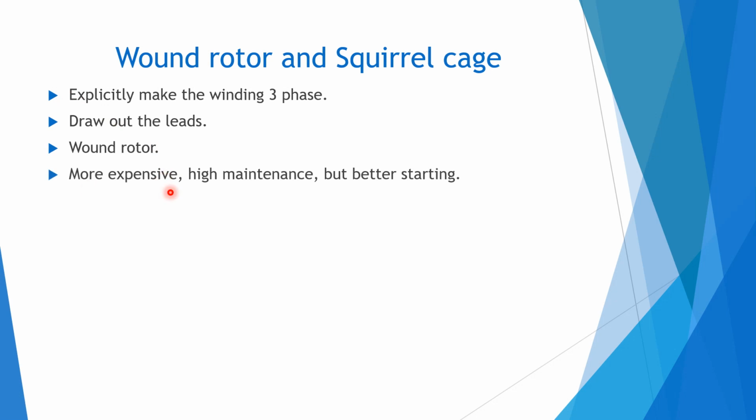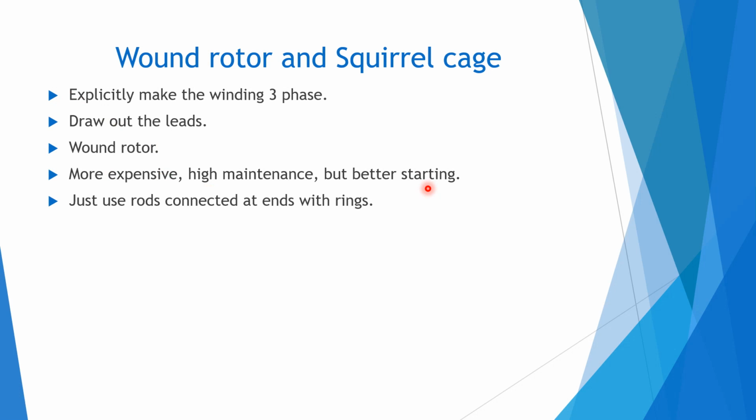The thing is, this is more expensive because you are now making two complicated windings, and the rotor is very high maintenance in this case because you have to take it out completely if you want to do anything on it. But it provides a better starting, and we will see how it provides a better starting. Starting means that it is easier to start a wound rotor. It is more complicated to start a squirrel cage rotor.